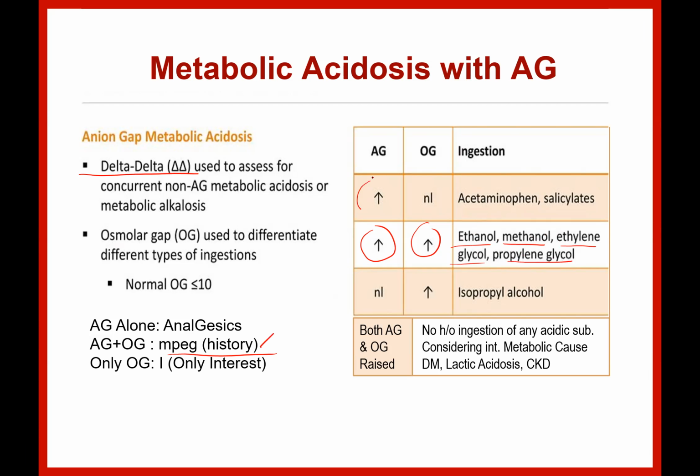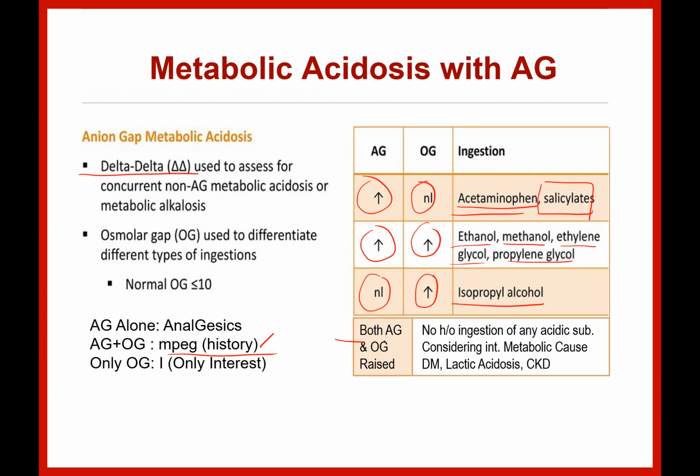If only anion gap is there, osmotic gap is not there, it is either salicylate or acetaminophen. In salicylate, you will have associated alkalosis. In acetaminophen, you will have associated metabolic acidosis. So respiratory acidosis. Now, if the anion gap is normal, but the delta gap is normal and the osmotic gap is higher, then you are dealing with isopropyl alcohol.